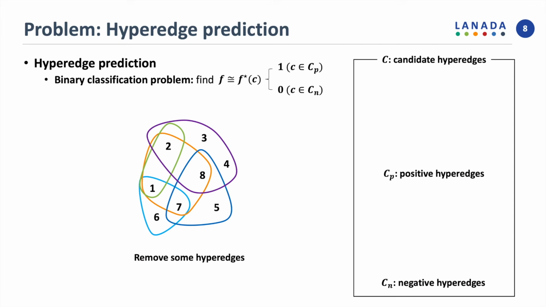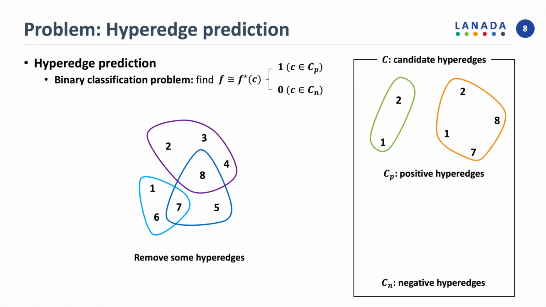We formulate the Hyperedge prediction as a binary classification problem. First, we remove some hyperedges in the original hypergraph, like this, and this becomes the set of positive hyperedges. We also generate negative hyperedges that didn't exist in the original hypergraph, and altogether this forms the candidate hyperedge set.